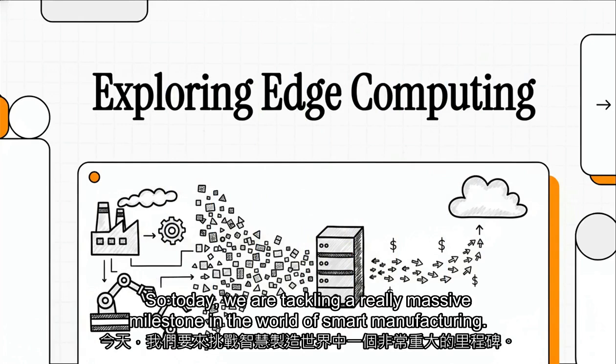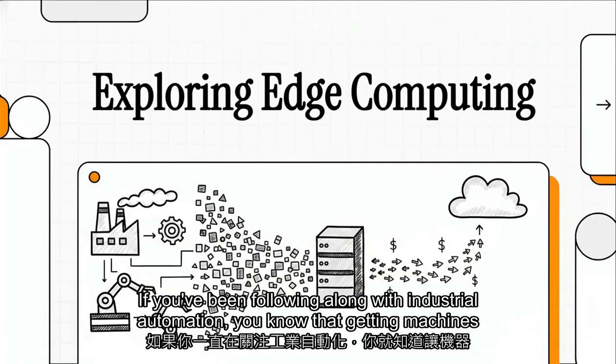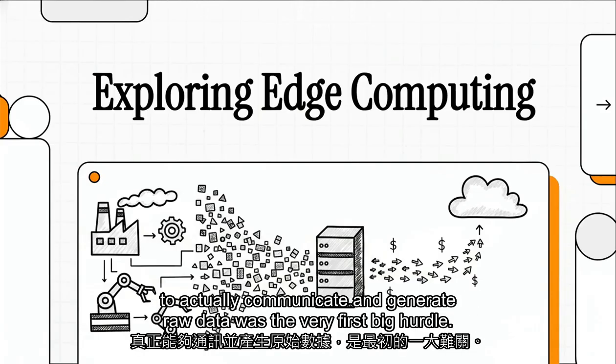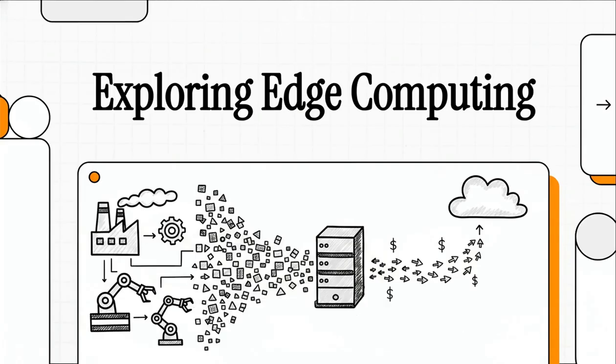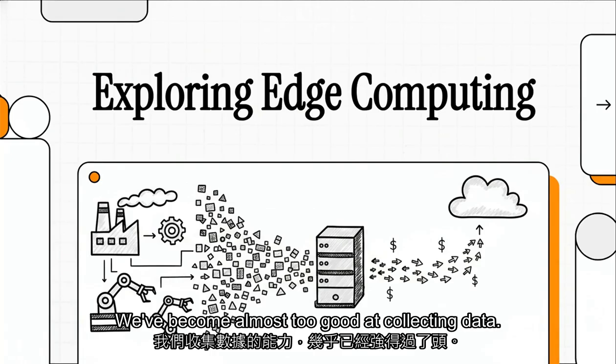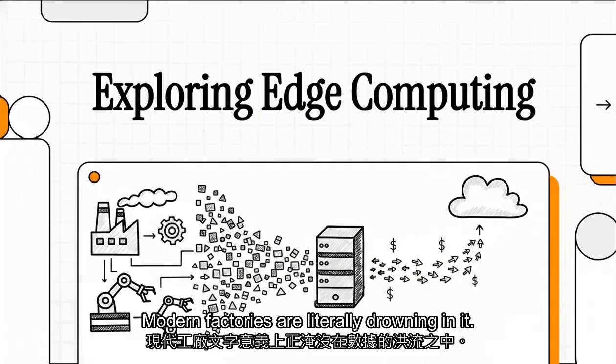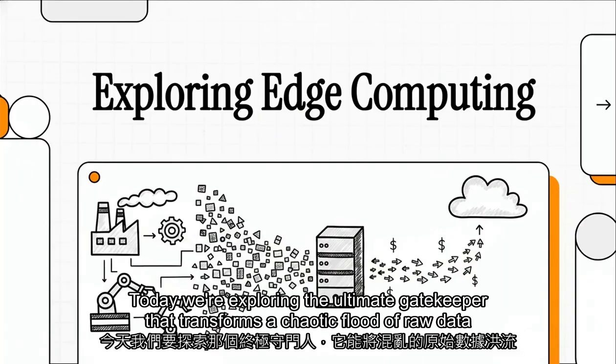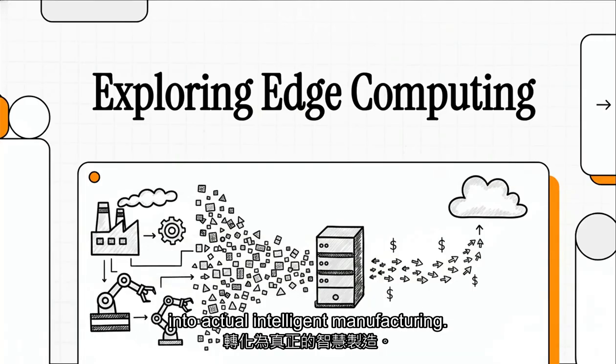So today we are tackling a really massive milestone in the world of smart manufacturing. If you've been following along with industrial automation, you know that getting machines to actually communicate and generate raw data was the very first big hurdle. But here's the reality check. We've become almost too good at collecting data. Modern factories are literally drowning in it. Today, we're exploring the ultimate gatekeeper that transforms a chaotic flood of raw data into actual, intelligent manufacturing.